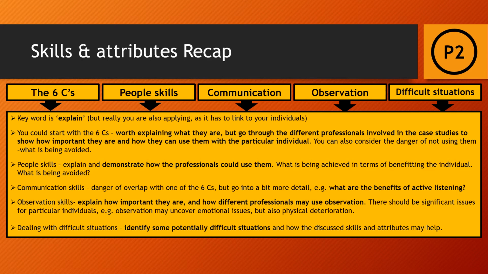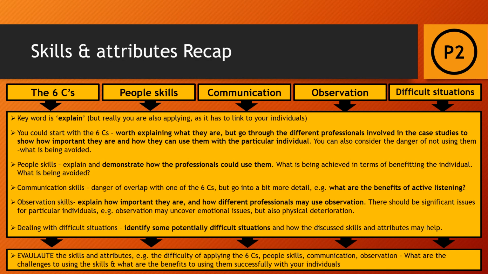A little bit of overlap with the 6 C's, but again, you're going into more detail here about communication skills. Same with observation. How are they important? How would the professionals use them? What can be observed with your characters? And then how would you deal with that difficult situation? What's the best way to talk to your character about something that's quite difficult or challenging?